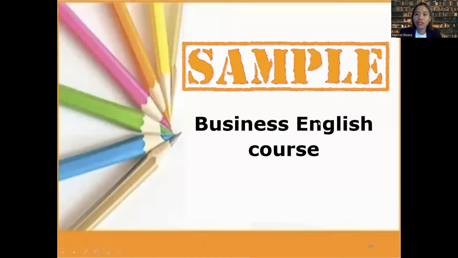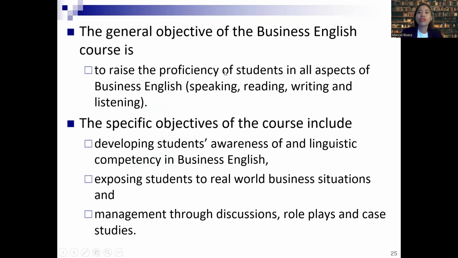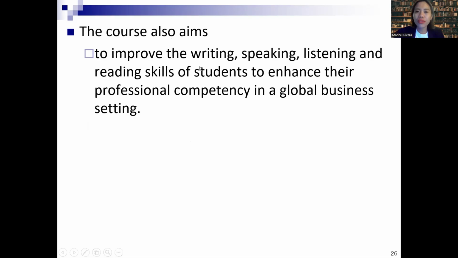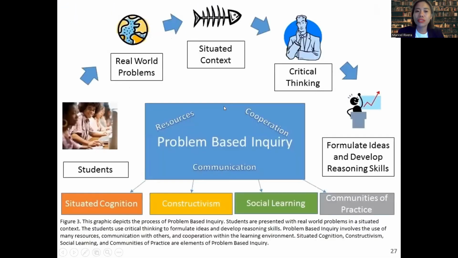Then we have here a sample business English course. So the general objective of the business English course is to raise the proficiency of students in all aspects of business English, in speaking, reading, writing, and listening. And we do have here the specific objectives. Number 1, developing students' awareness of and linguistic competency in business English. And we expose students to real world business situations and management through discussions, role plays, and case studies. Now, the course also aims to improve the writing, speaking, listening, and reading skills of students to enhance their professional competency in a global business setting.